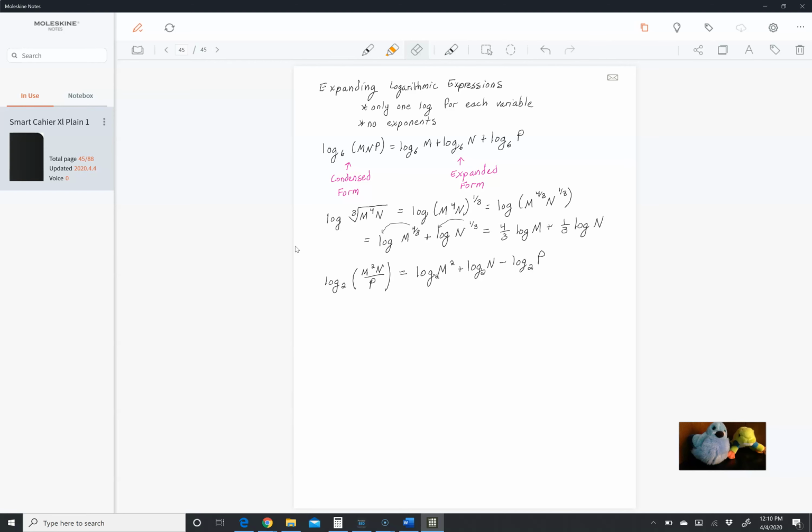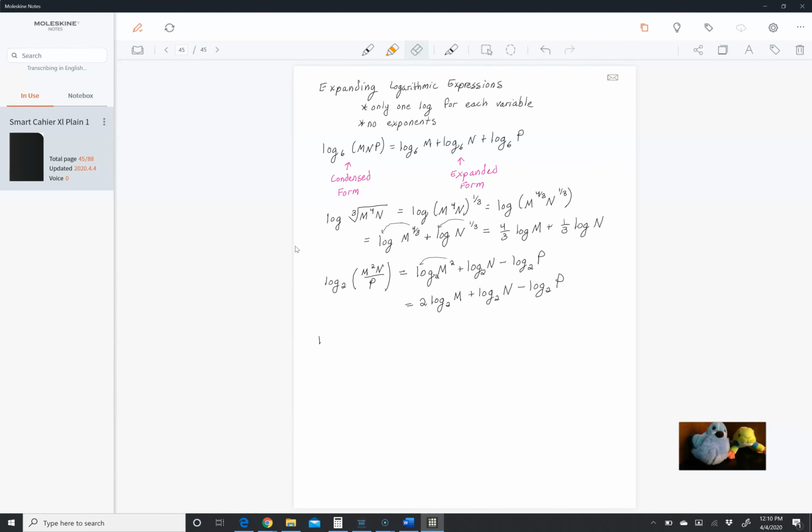And now the only thing that we have to do is move the exponent out to the front, which gives us 2 log base 2 of m. And then the rest just stays the same because they don't have any exponents. So this minus comes from the fact that that p is in a denominator. Okay, let's take another example.